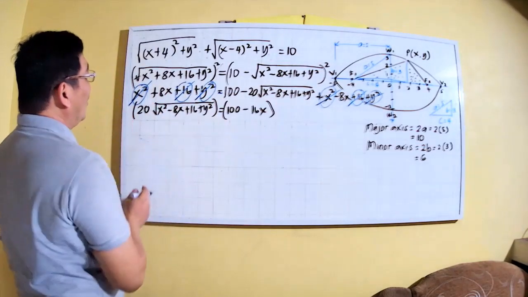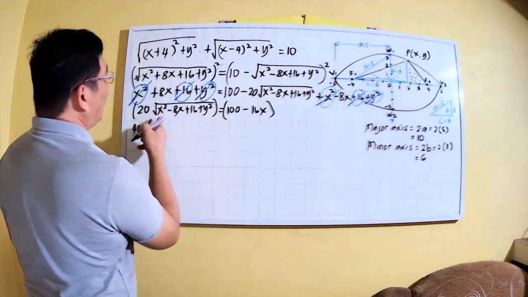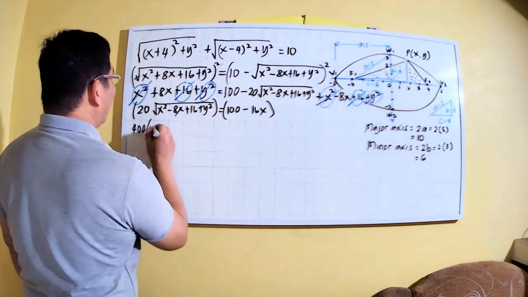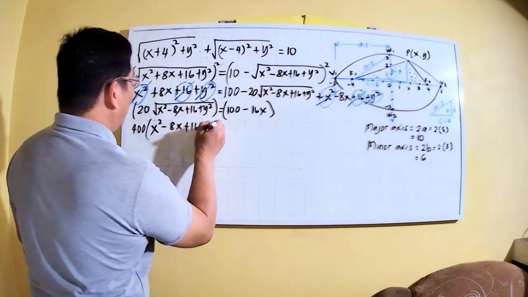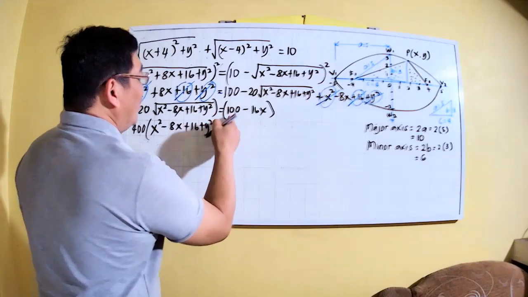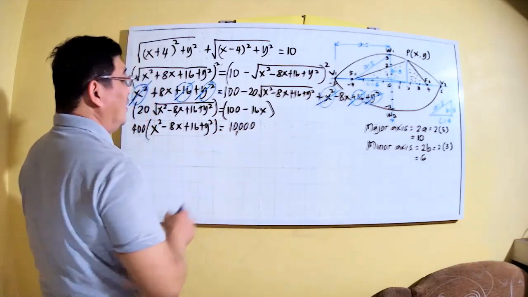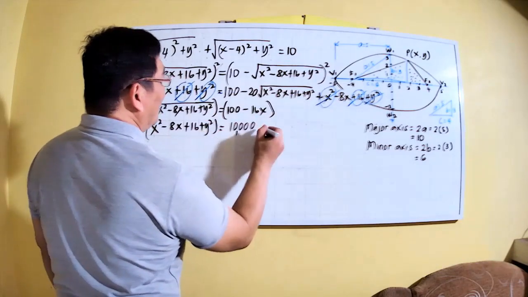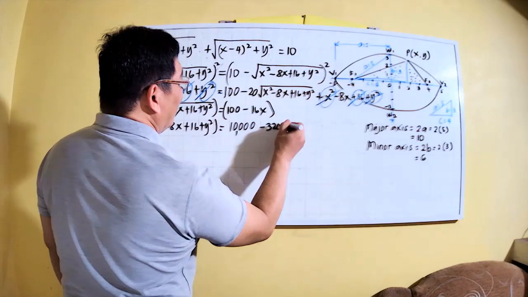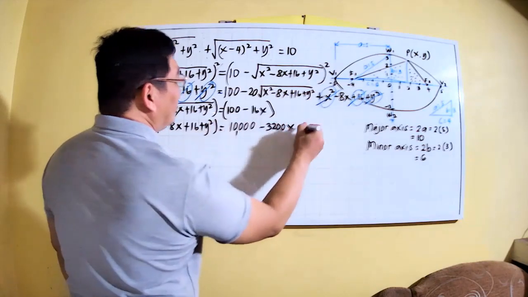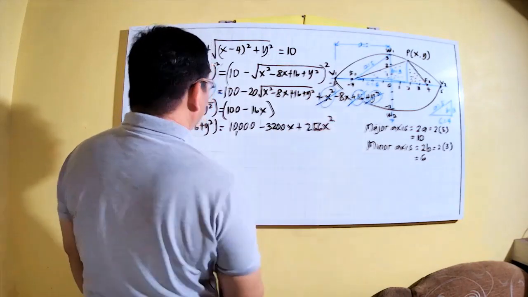So at this part, 20 times 20 is 400 times, and then we're going to have a radical sign here. Remove the radical sign: x squared minus 8x plus 16 plus y squared is equal to 100 times 100, which is 10,000. And then the middle term will be negative: 100 times 16, 16 times 2 is 3,200x. And then 16 times 16x is positive 256 x squared.